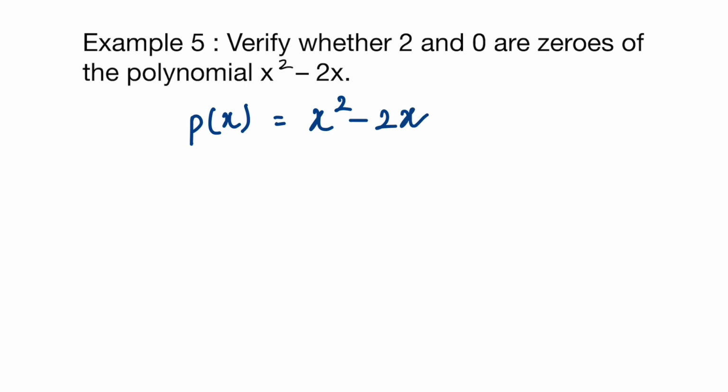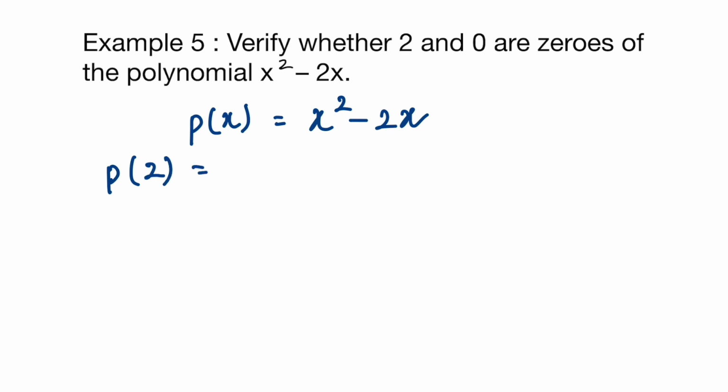Okay, so this is the polynomial, and we have to verify if 2 and 0 are the zeros of the polynomial. So this is basically similar to the example we saw before the previous example, right? The one before that. You are just going to substitute these values, evaluate it and see if that comes out to 0. If yes, these are zeros of the polynomial. So that is what you are going to do.